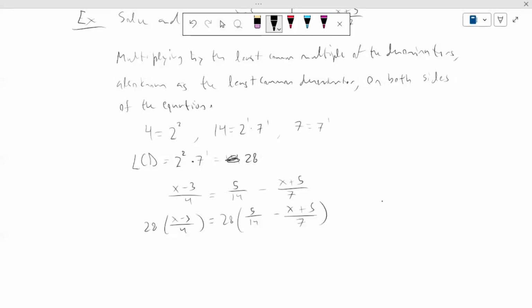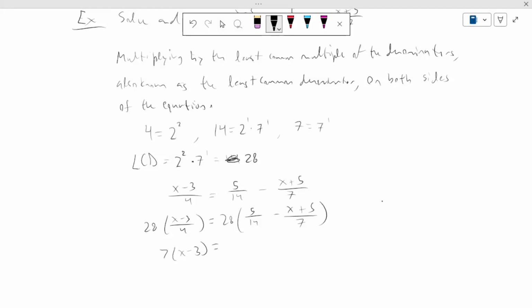And now we've got to simplify this. Here, we're multiplying by 28 and dividing by 4, so I can go ahead and simplify that. 28 divided by 4 is just 7. So this is the same thing as just multiplying x minus 3 by 7. I'm going to pause there. Did I lose anybody in that step? Is everybody okay with that?